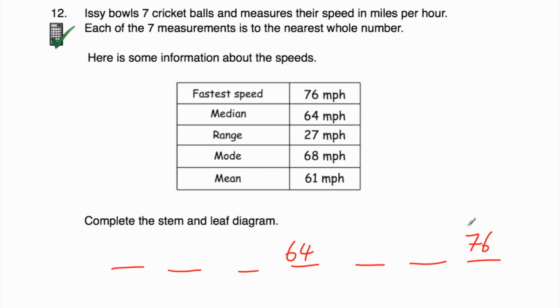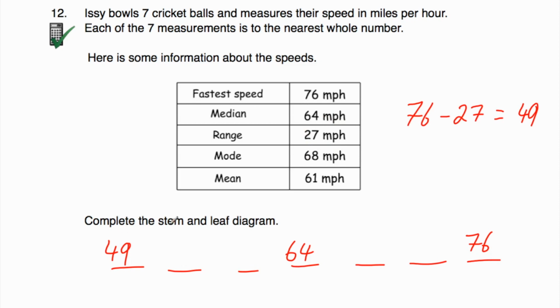The range, well, we know the biggest number and we're told the range. The range is the biggest number take away the smallest number, so if we take the largest number and take away the range, we can find the smallest number, the slowest speed. So 76 take away 27 is equal to 49. That means the slowest ball was 49 miles per hour.